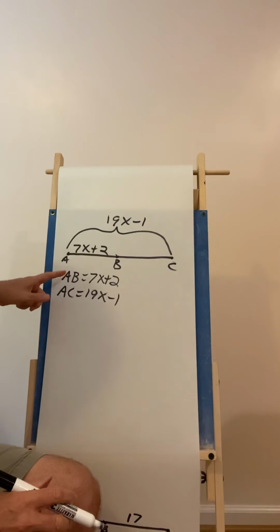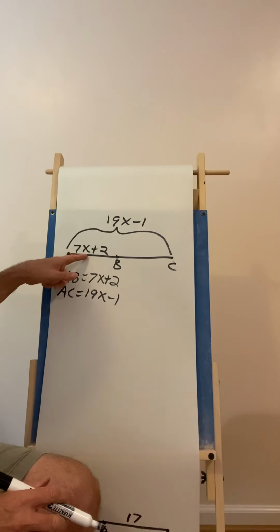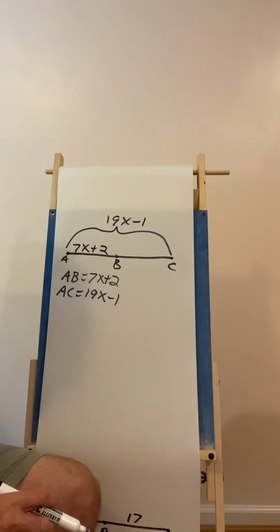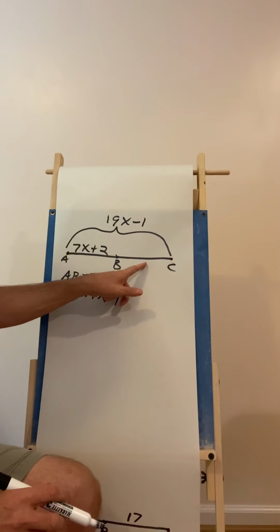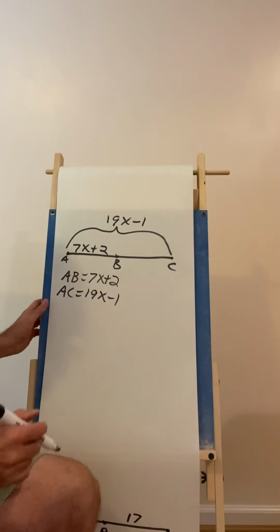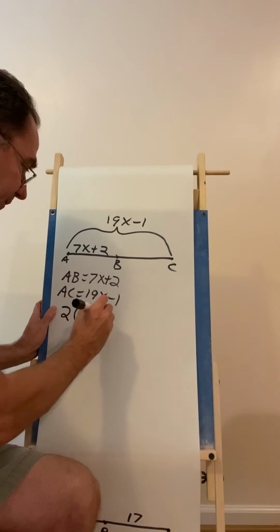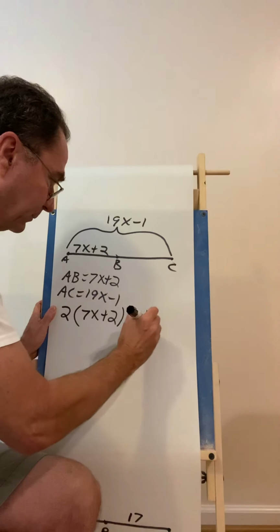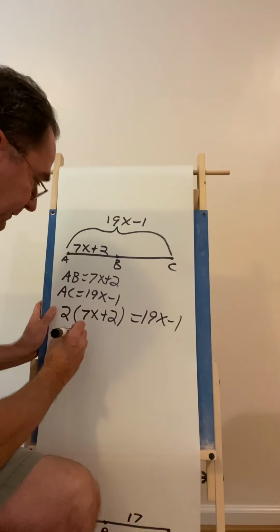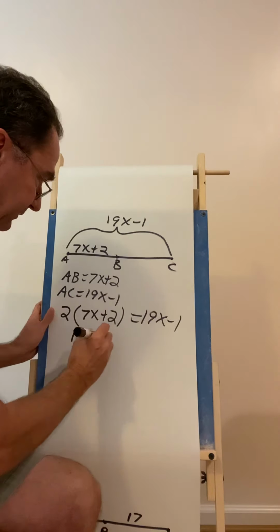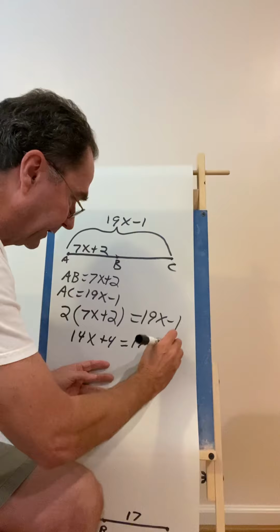Now, labeled like that, you can clearly see they're not equal, are they? So it's not going to be AB equals BC. We know we've got to double the AB. We've got to say 7x plus 2, and over here is 7x plus 2 also. So if I do the 7x plus 2 and another 7x plus 2, it's going to add up and equal that. Another way to say that is just to double, which is multiply by 2, 7x plus 2, and set that equal to 19x minus 1. Remove parentheses. We get 14x plus 4 equals 19x minus 1.